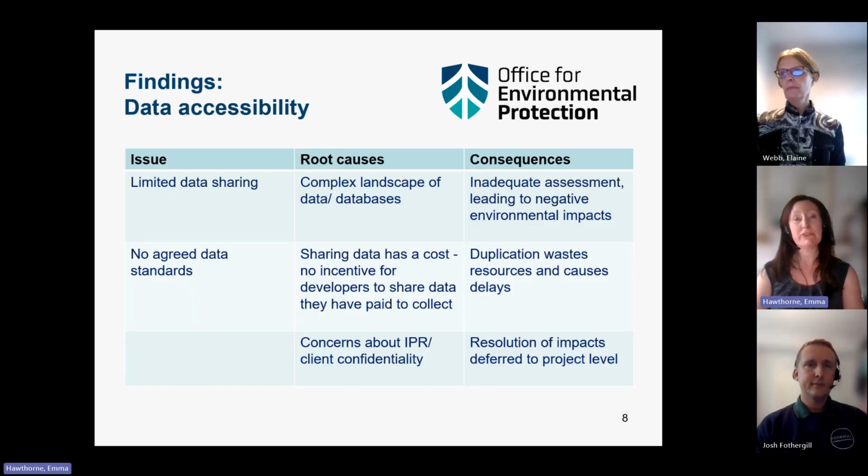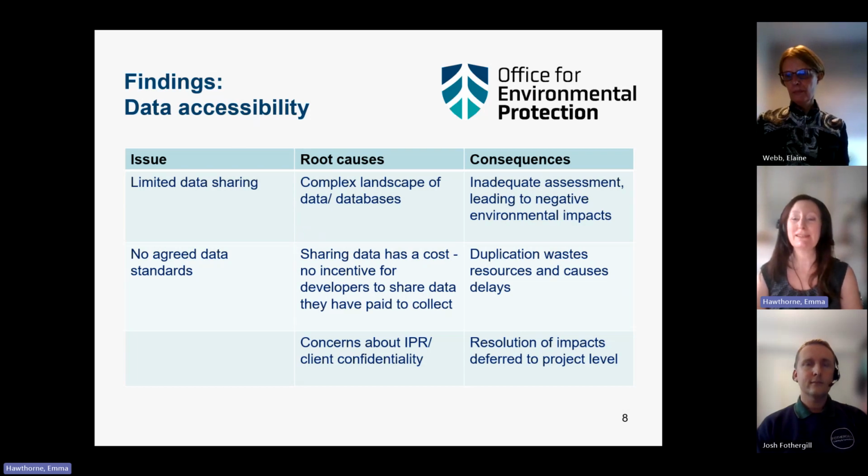Moving on to have a look in more detail at data accessibility. We found 2 key issues. Firstly, that there's limited data sharing, and secondly, that there's no single set of agreed data standards. So why is this an issue? Those involved in environmental assessment need up-to-date, high-quality information on which to base their decision-making. Data is used by plan and project proponents to predict the impacts of their proposal and to determine how alternative approaches might reduce those impacts.